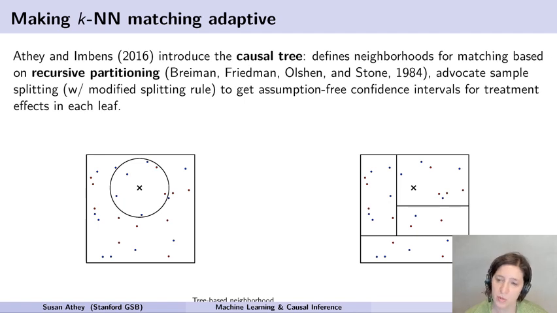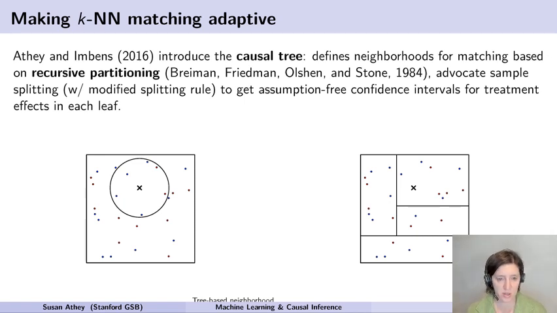So we'll use recursive partitioning, and if it's causal inference, using our causal inference splitting rule. We'll come up with this partition of the x space, and then we'll estimate the treatment effect for x on a separate estimation sample based on the observations in the same leaf.